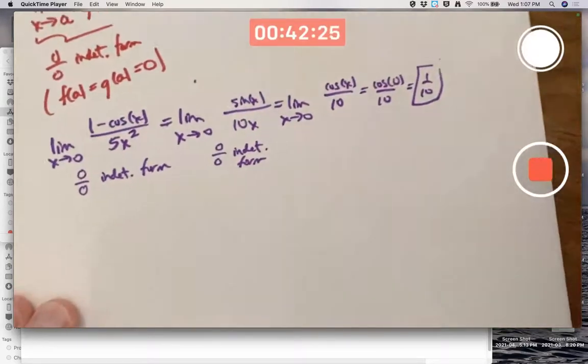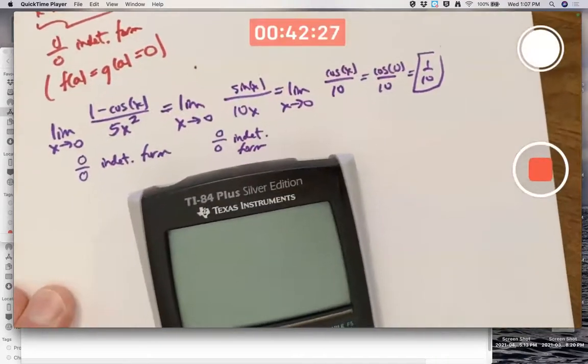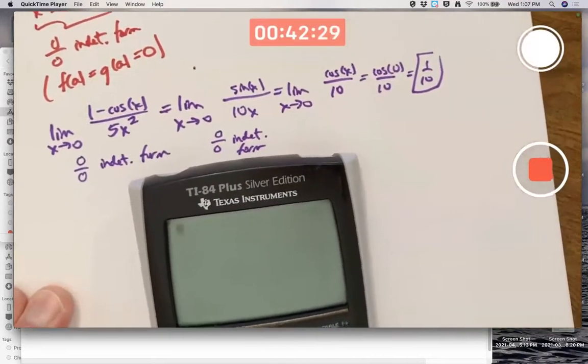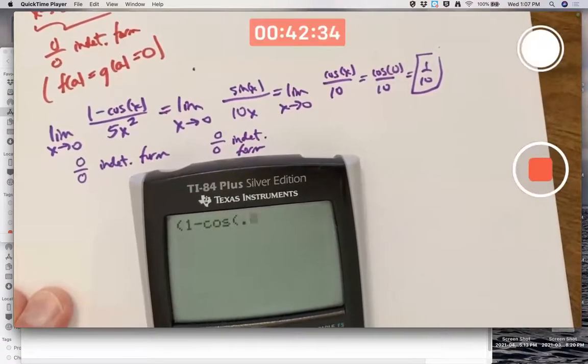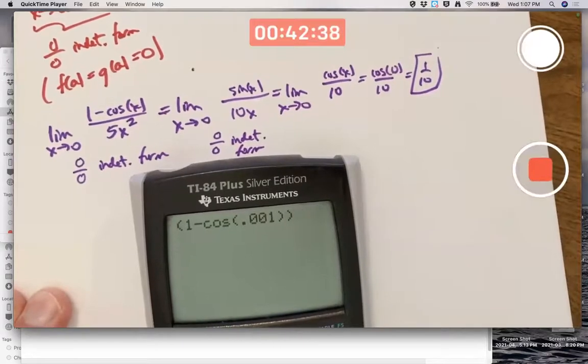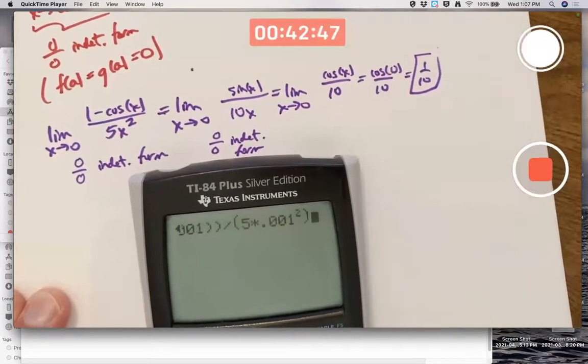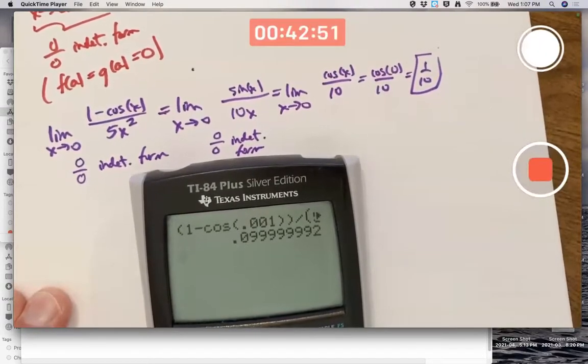Try plugging in a small number for x and see if that seems right. 1 minus cosine, say 0.001, divided by 5 times 0.001 squared should be close to 0.1. Yes, very close to 0.1. All right.